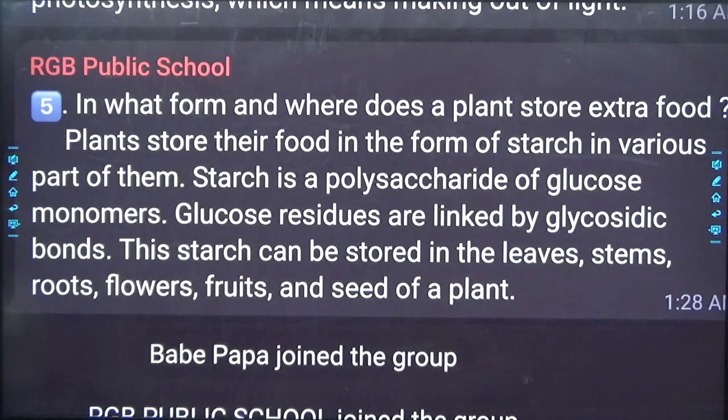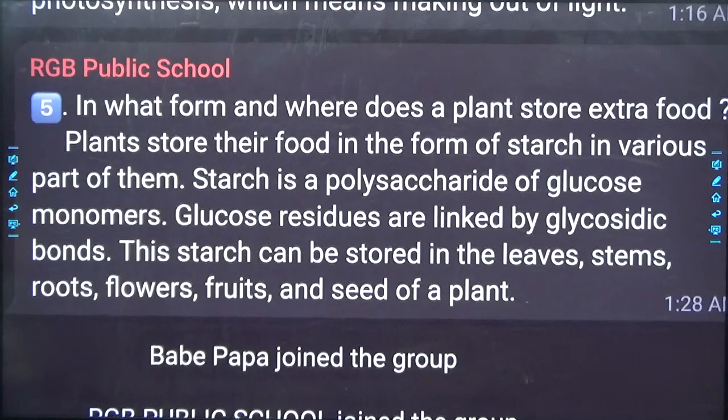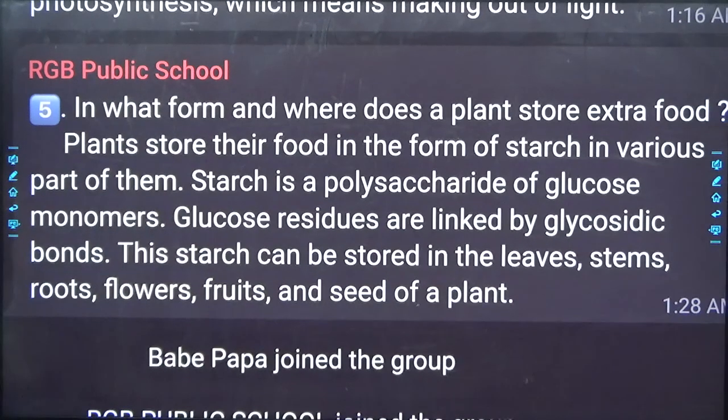Starch is a polysaccharide of glucose monomers. Glucose residues are linked by glucosidic bonds. This starch can be stored in the leaves, stems, roots, flowers, fruits, and seeds of plants.